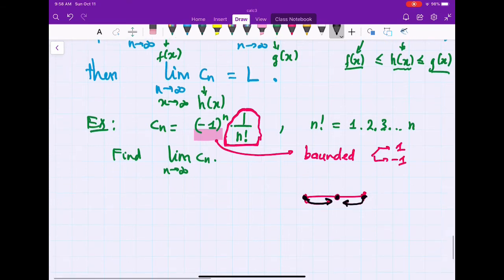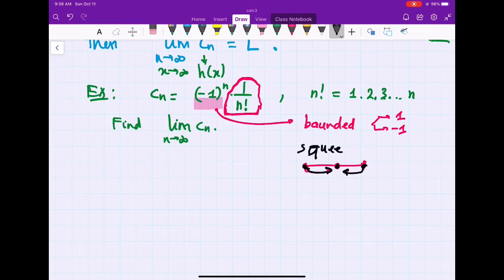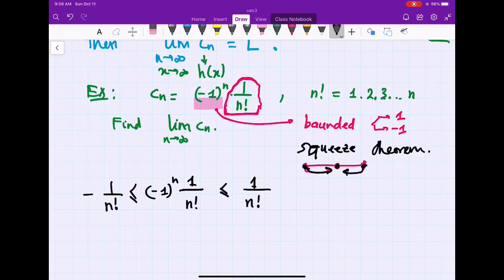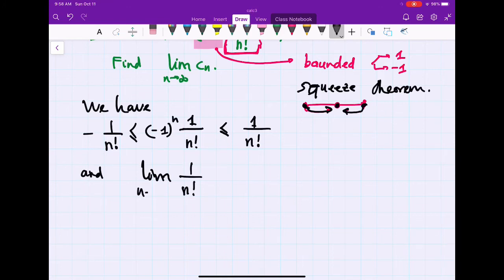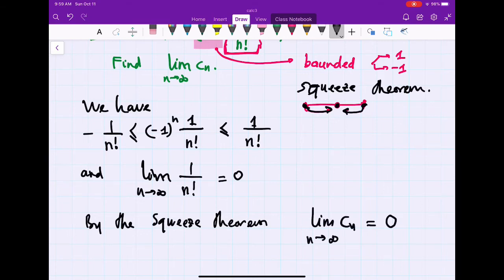So let's apply the squeeze theorem. I write the following: -1 to the n times 1 over n factorial is less than or equal to 1 over n factorial, and greater than or equal to -1 over n factorial. You see? And the limit of 1 over n factorial as n approaches infinity is equal to 0. From here, we have the limit of cn as n approaches infinity is just 0.